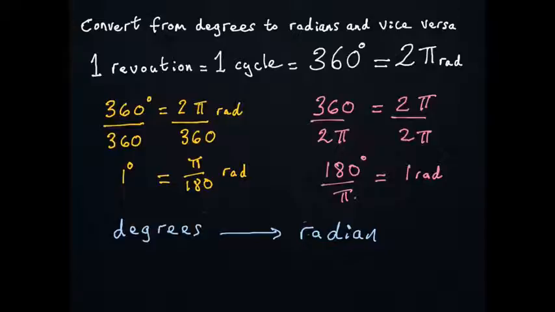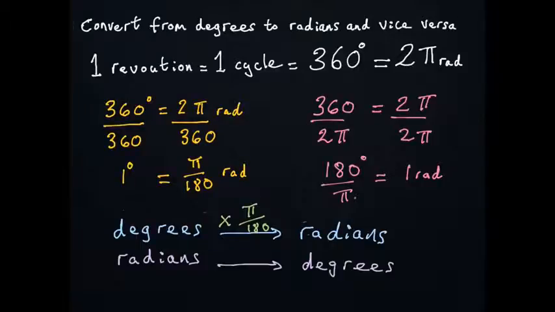Therefore, if we want to convert degrees to radians, we need to multiply the degrees by pi over 180. And to convert from radians to degrees, we need to multiply the radians by 180 over pi.